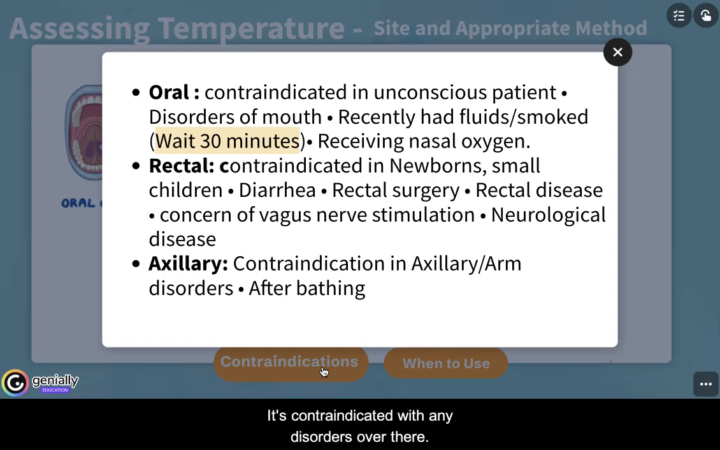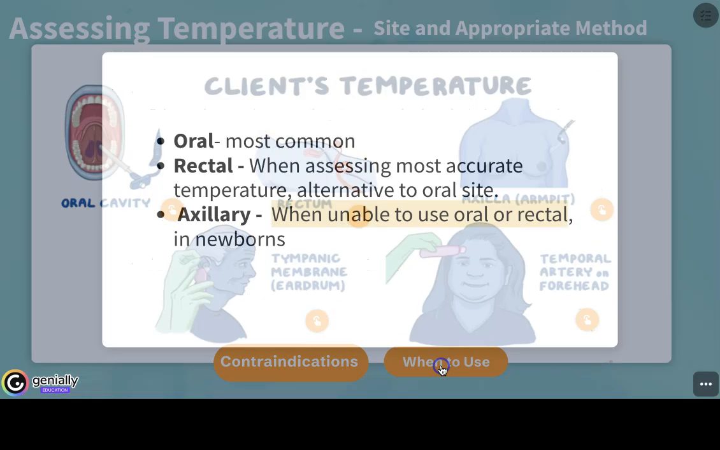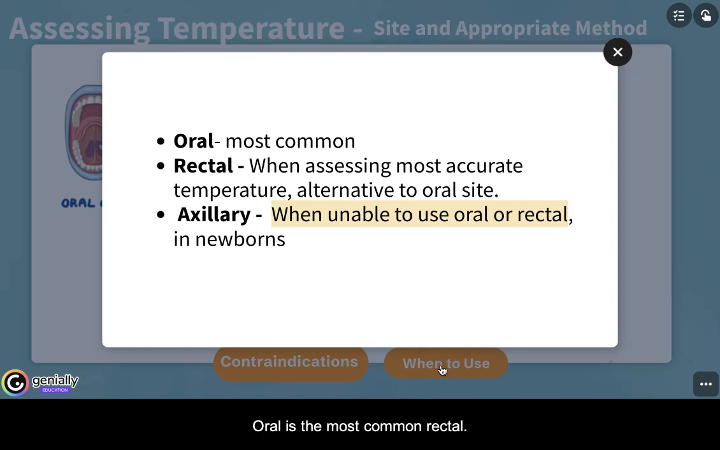Axillary, the armpits, is contraindicated with any disorders there and after bathing, because obviously their body is warm and the temperature will show high. Now, when do we use each? Oral is the most common. Rectal, when assessing the most accurate temperature, is the alternative to the oral site. The axillary, the armpit, is used when unable to use oral or rectal, and in newborns.